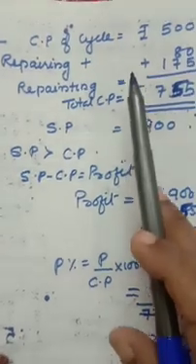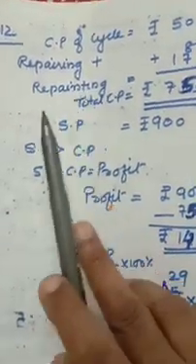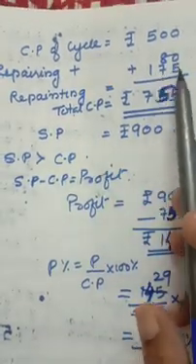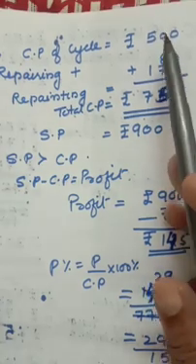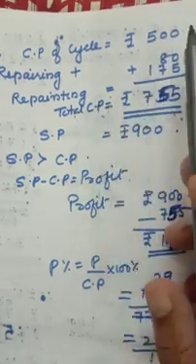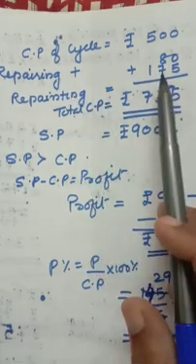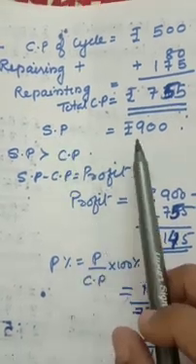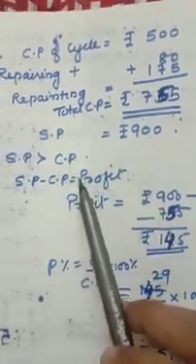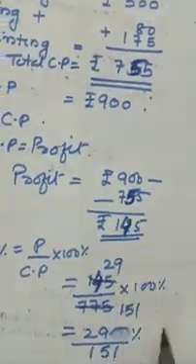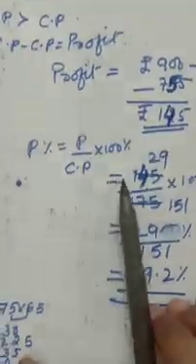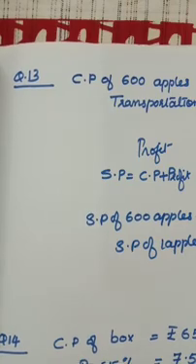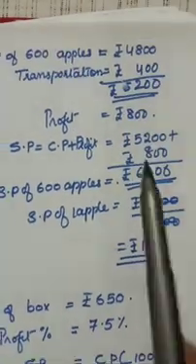Question number 12. CP of cycle rupees 500. Just now I told you, repairing and repainting you spend 80 rupees and 175 rupees. So you have to add up the total, then only you will get the total CP, because these 3 types of money you are spending. So total CP equal to rupees 755. SP is 900. So SP is greater than CP, you will get a profit. After that, you have to find out the profit percentage by the formula. You will get the answer 19.2%.